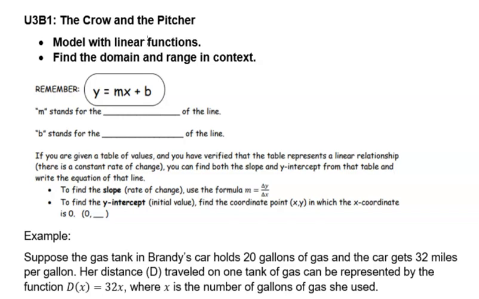So for this lesson, we're going to be using a very famous story. It's actually one of Aesop's fables called The Crow and the Pitcher. You'll have a chance to watch a short video that explains the fable if you're not familiar with it. We're going to use this story to do a couple things. We're going to be looking at how we can model with linear functions and how we can find domain and range within the context of a real world situation.